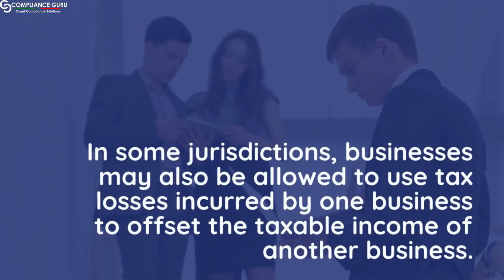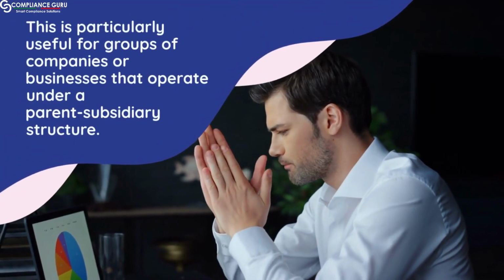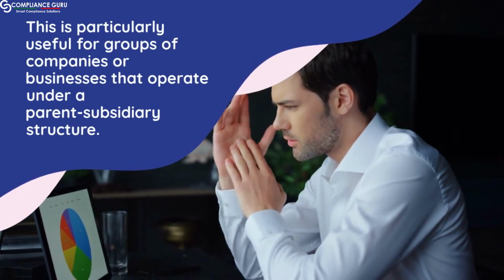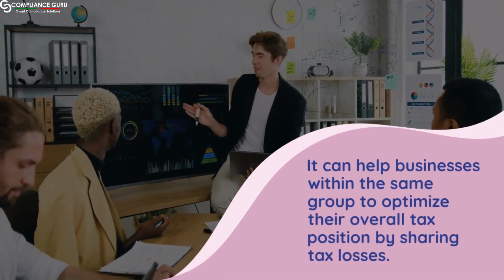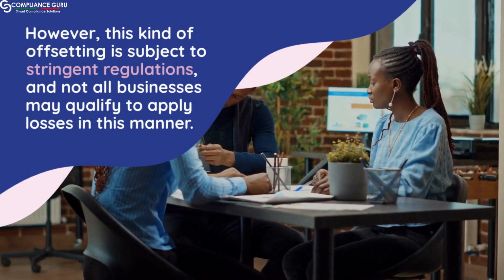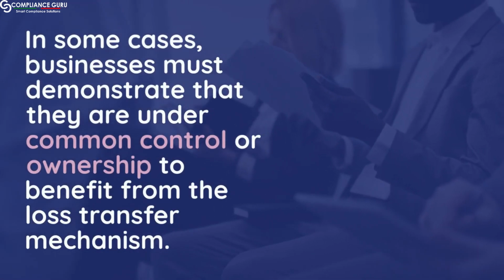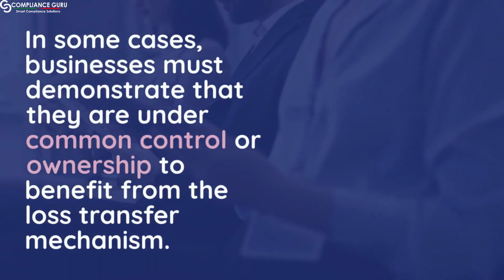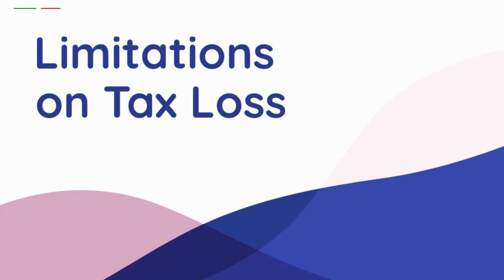Offsetting tax losses between different businesses. In some jurisdictions, businesses may also be allowed to use tax losses incurred by one business to offset the taxable income of another business. This is particularly useful for groups of companies or businesses that operate under a parent-subsidiary structure. It can help businesses within the same group to optimize their overall tax position by sharing tax losses. However, this kind of offsetting is subject to stringent regulations, and not all businesses may qualify to apply losses in this manner. In some cases, businesses must demonstrate that they are under common control or ownership to benefit from the loss transfer mechanism.